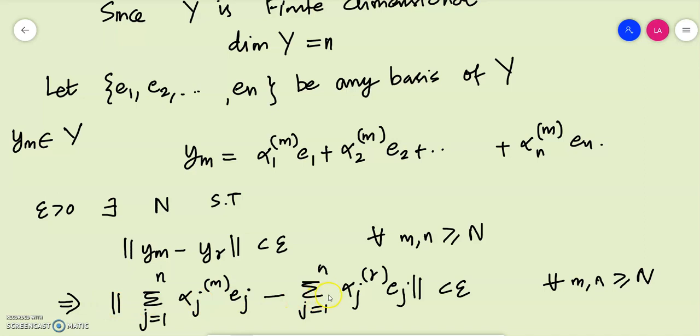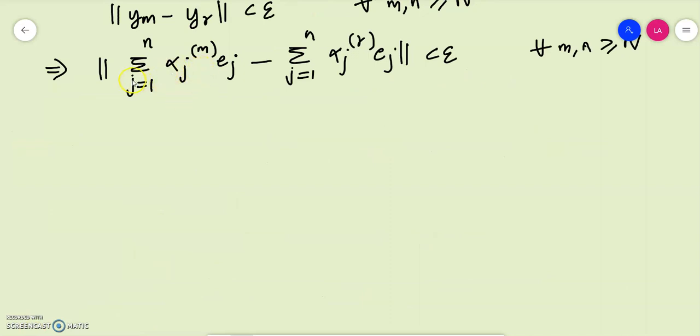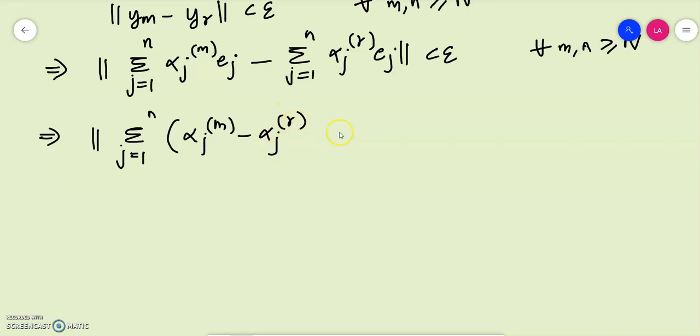This is by the definition of the Cauchy sequence, and we have defined that ym is an element in capital Y, which can be expressed as a linear combination of the basis elements. Now, this summation is common to both these terms. You can write this as the norm of the summation j is equal to 1 to n of (alpha jm minus alpha jr) into ej, which is less than epsilon. So ym minus yr can be written as this.